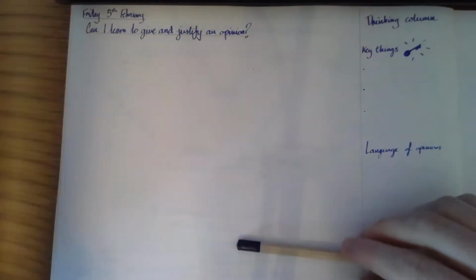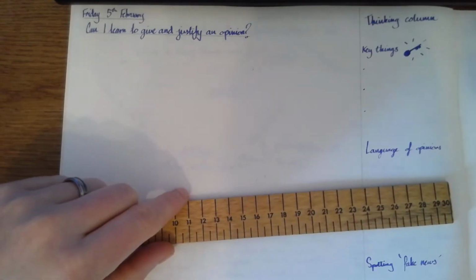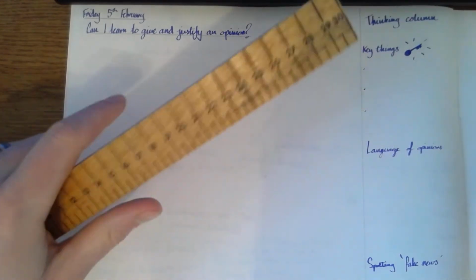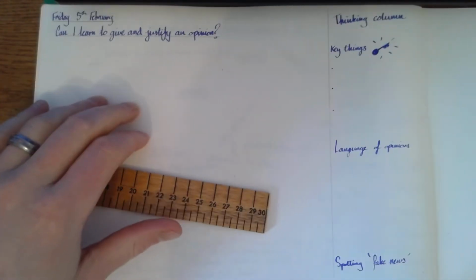Okay, so we're going to have a look at page design, page layout here. I've started with my basics. I've got my date, I've got my learning objective, and I've got my thinking column down the side here as well. Three kinds of elements to include in my thinking column today.